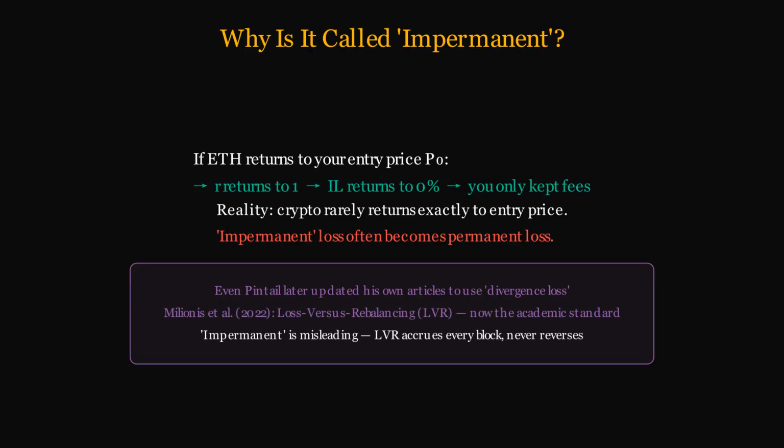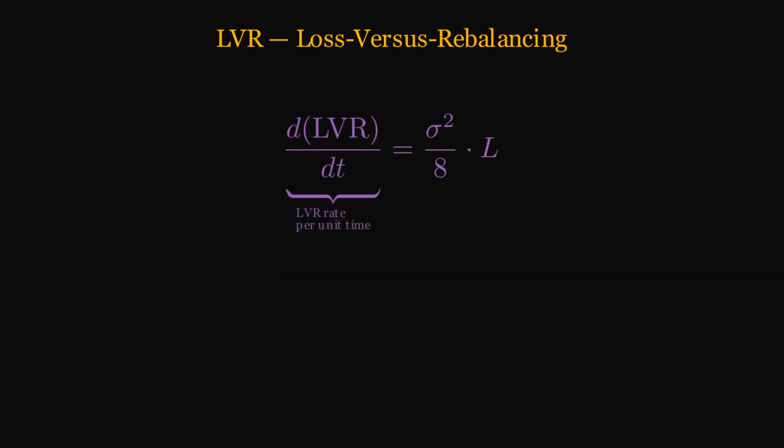Academically, Milionis and co-authors prefer the term loss versus rebalancing, or LVR. They argue the loss is not impermanent at all, it accrues continuously every second the pool runs, as arbitrage bots pick off stale prices. Milionis, Moallemi, Roughgarden and Zhang derived a precise formula: the LVR rate per unit time equals sigma squared over 8 times liquidity depth L. They call it the Black-Scholes formula for AMMs.